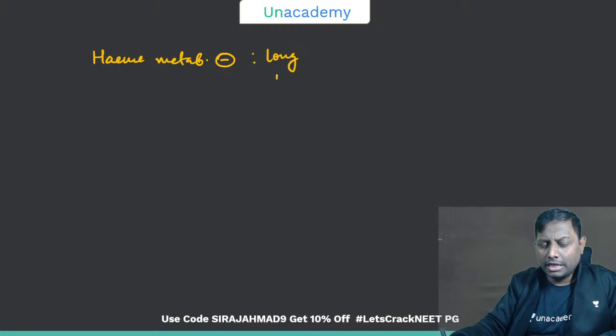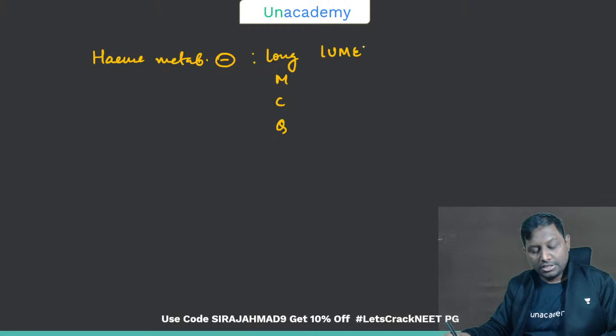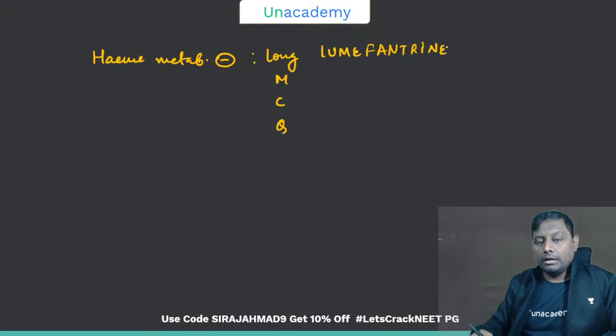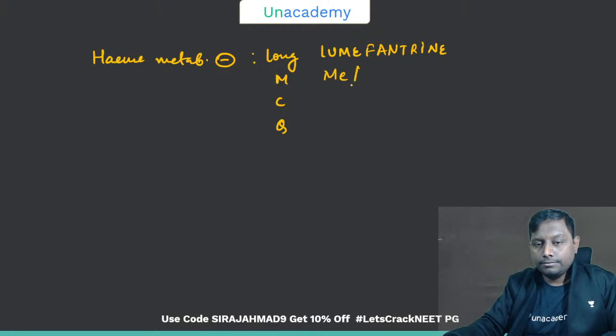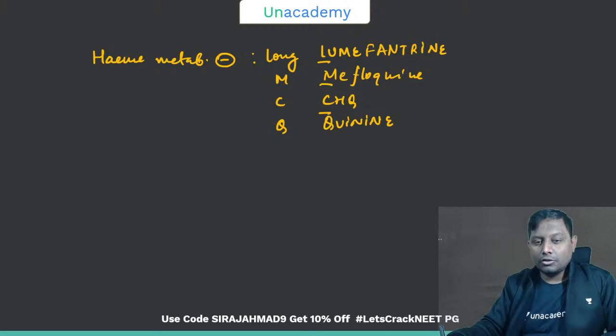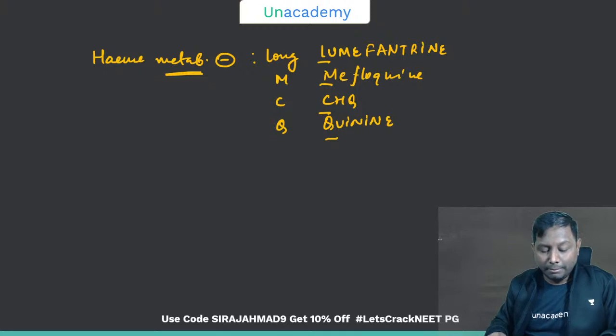So heme metabolism inhibitors will be remembered by the very simple mnemonic that I must have told you in my previous classes, your long MCQ. What does long MCQ stand for? Lumefantrine, mefloquine, then your chloroquine and your quinine. See how easy it is, right? Very simple way to remember. So long MCQ: lumefantrine, mefloquine, chloroquine and quinine. These are the drugs that are mainly acting as heme metabolism inhibitors.